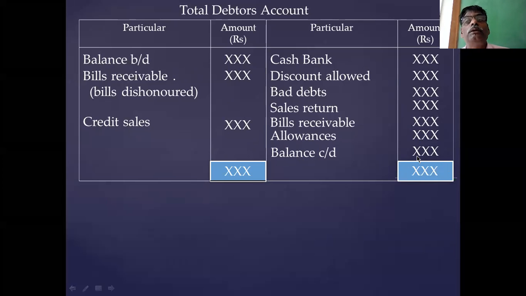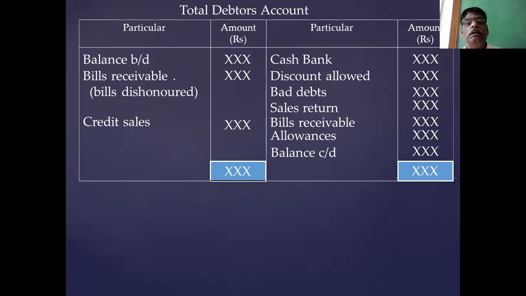If balance carried down is given in the problem, then it is cash or bank. Remember this. These three are the main missing information. Opening balance may be missing, credit sale may be missing, cash or bank may be missing, and closing balance may be missing. On the basis of the debtors account, you prepare the debtors account and take the total of the debtors account.